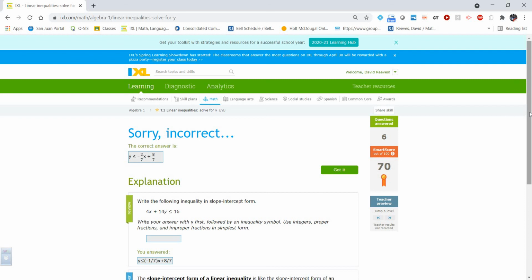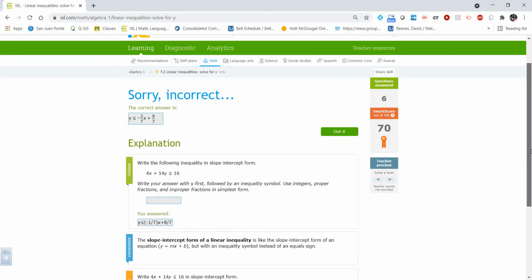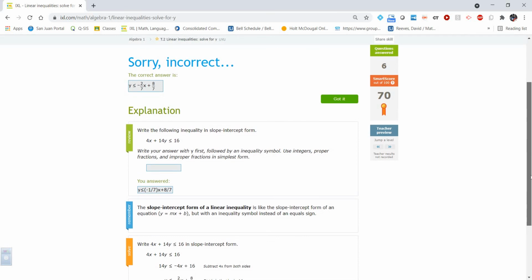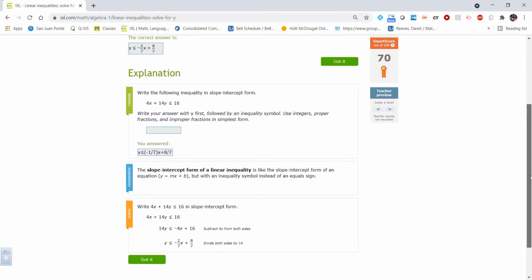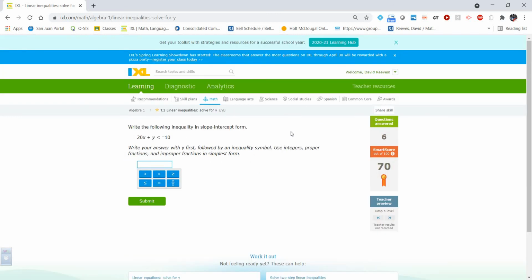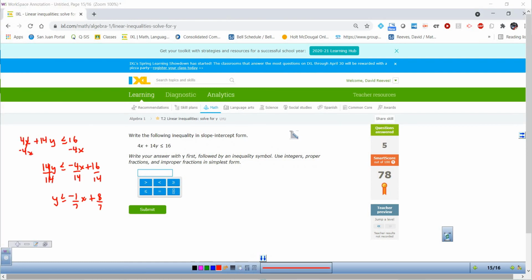No way, it happened again. Less than or equal to 2/7. Oh, Mr. Reeves. You know what? I'm just going to have to finish on... I got to go back and look at that. I can't let that... Yeah, 2. Man.